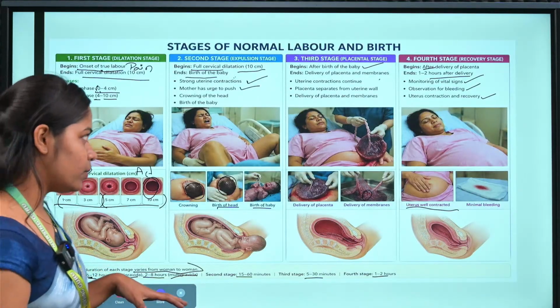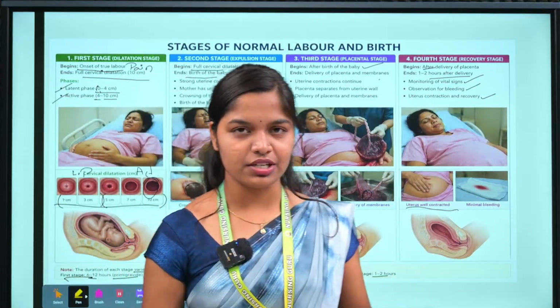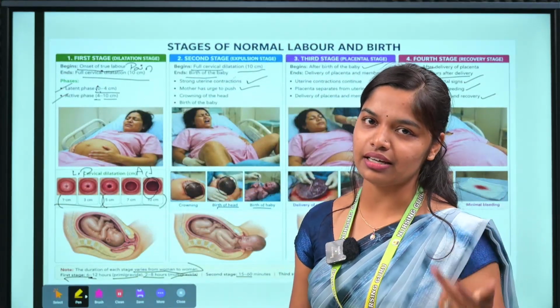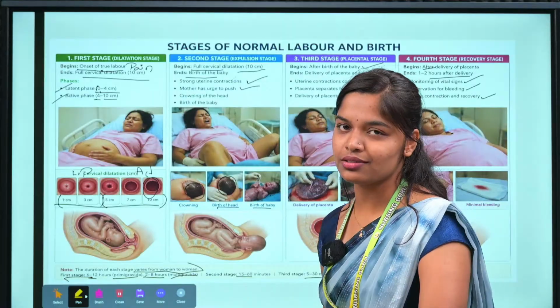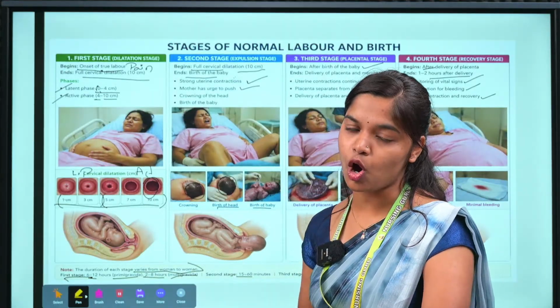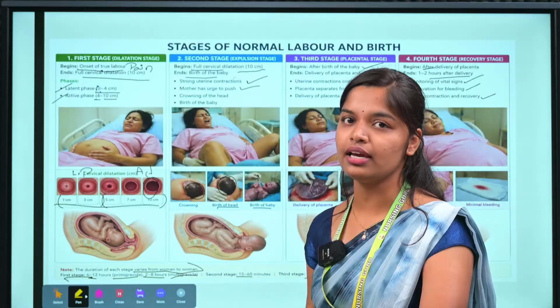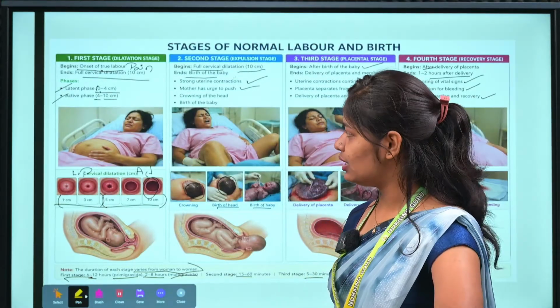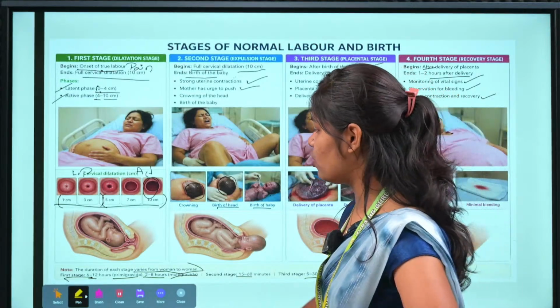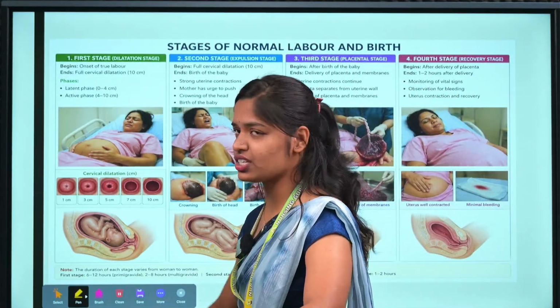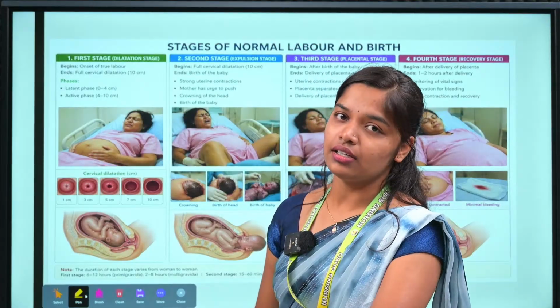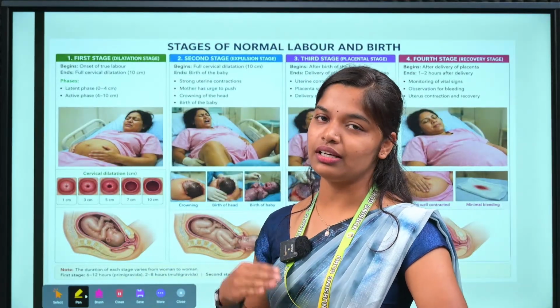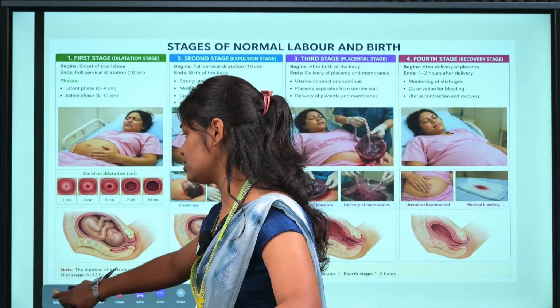Normal labor is the process in which the expulsion of the fetus, placenta and the membranes from the uterus through the birth canal occurs without any complication for the mother and also the fetus or newborn. We call it normal birth. The characteristics include that it is spontaneous and without any complication for the mother and also the fetus.